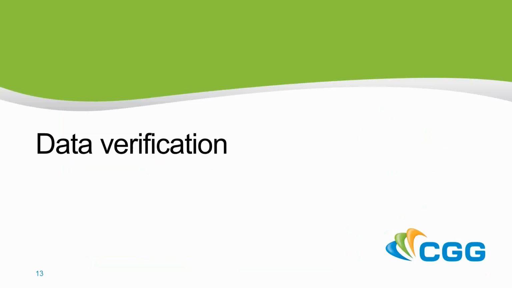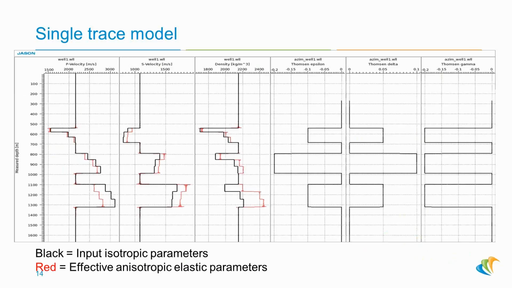So we can now verify the data, because what we're going to do is look at three ways to model our data. We're going to start with a single trace model, a simple model, where you see the Vp, Vs, and density in the first three panels, and Thomson epsilon, delta, and gamma in the last three panels.